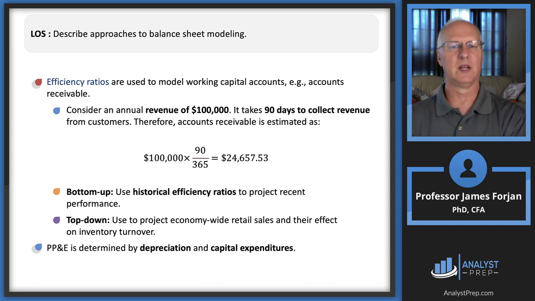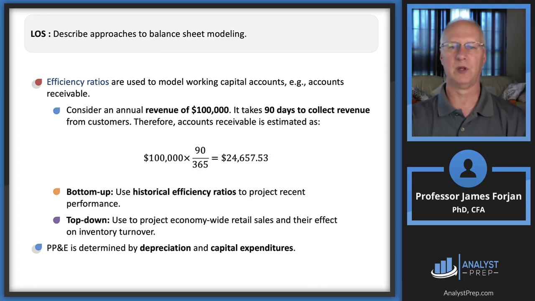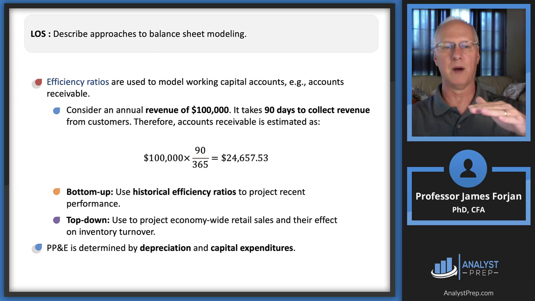We can take a look at some efficiency ratios here to evaluate the top portion of the balance sheet. What do we call that? Working capital. And so for an example, you can do a quick calculation for accounts receivable. And of course, you can do this from the top down or the bottom up.